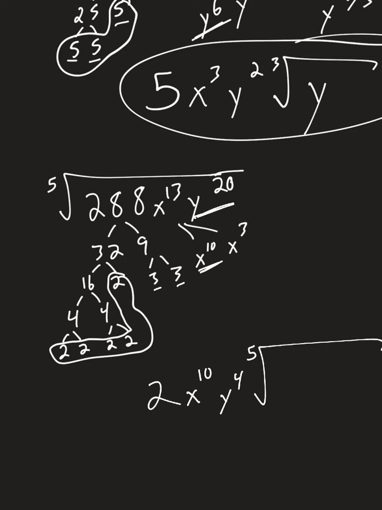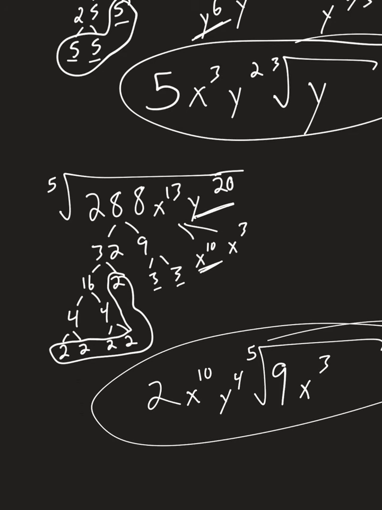Underneath the fifth root, I've got the leftovers. That's 3 times 3, which is 9. The leftover x to the 3rd, and the leftover, well, that's it, because I have no y's left over. So that is a review of simplifying radicals.